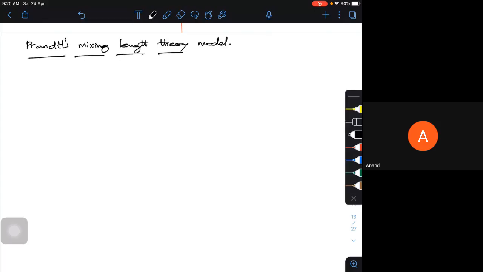Prandtl's mixing length theory model was proposed by Prandtl around 1925. Now, if I take any flow field, and consider two different points, and I want to measure the turbulence phenomena between these two points, let me call that distance L.